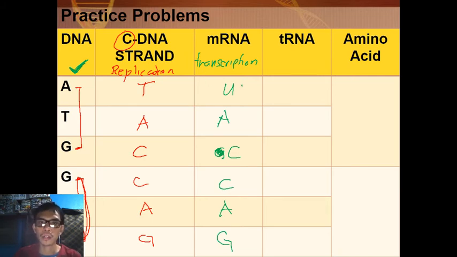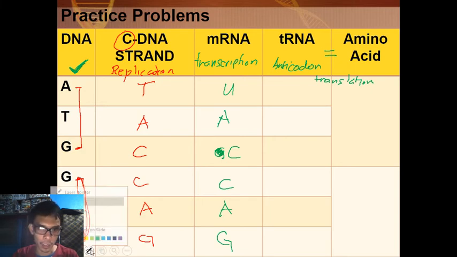Now let's take a look at the tRNA strand, or this is the anticodon, to be exact. And this process here is your translation. Remember, translation happens in the ribosome. Right, so let's use different colored ink over here.